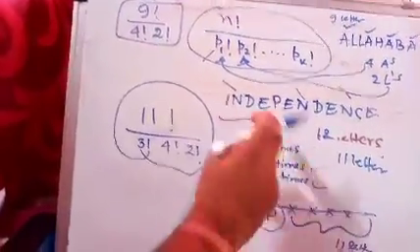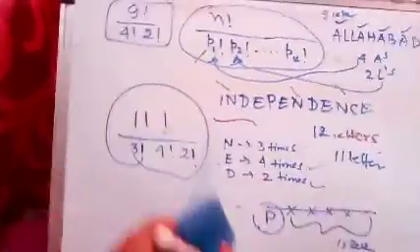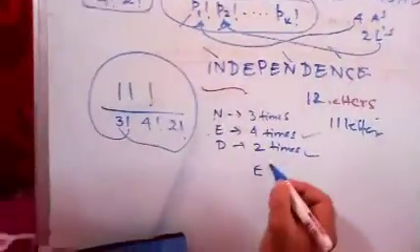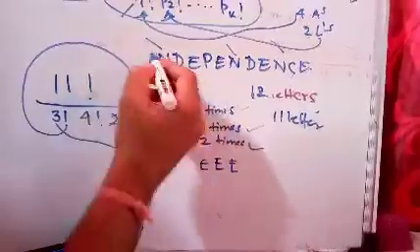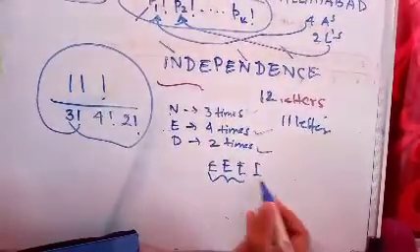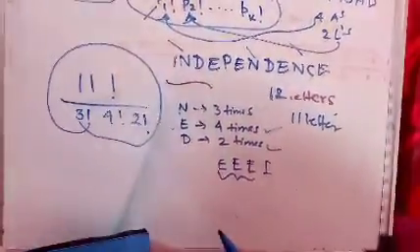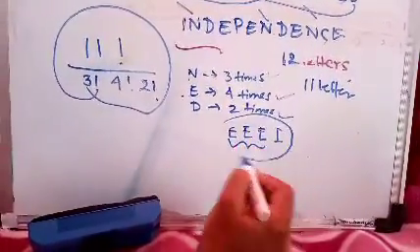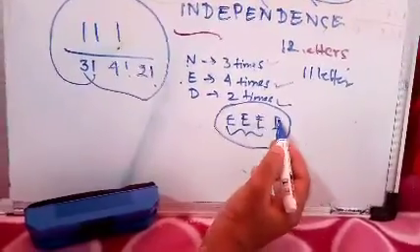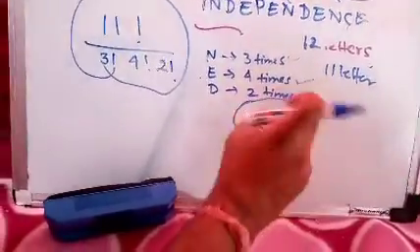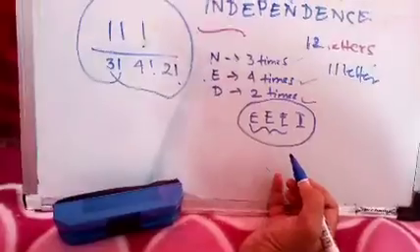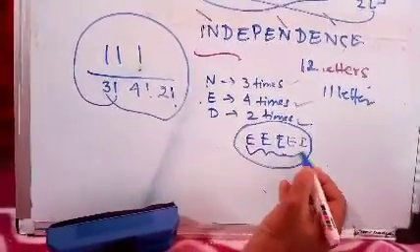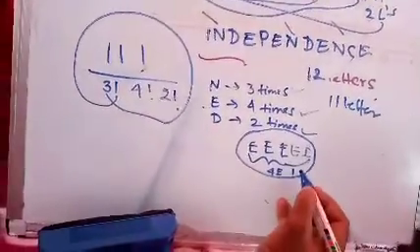Now suppose I ask how many words will be formed where all vowels are together. How many vowels are there? E, E, E, E, that is 4 E's, and one I is there. So 4 E's and 1 I are the vowels. What will we do? You take all the vowels and bind them together.